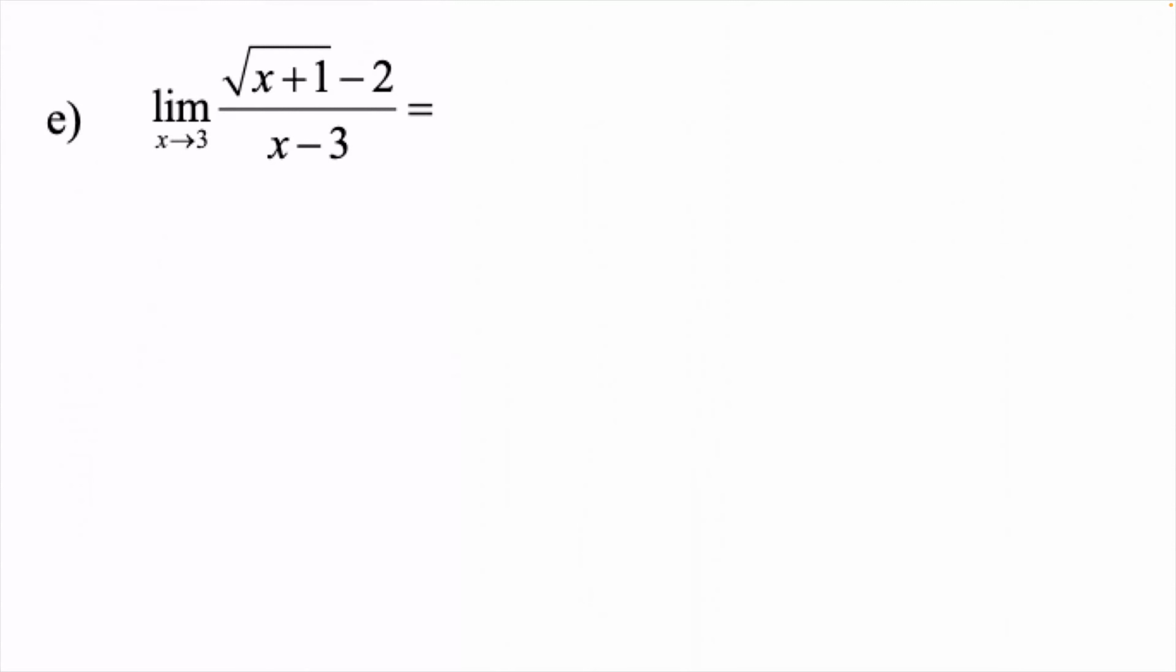So if we were to plug in 3, what would we get? 0 over 0, because we'd get the square root of 3 plus 1, minus 2, over 3 minus 3. 3 plus 1 is 4, square root is 2. Minus 2 is 0. 3 minus 3 is 0. So there we got 0 over 0.